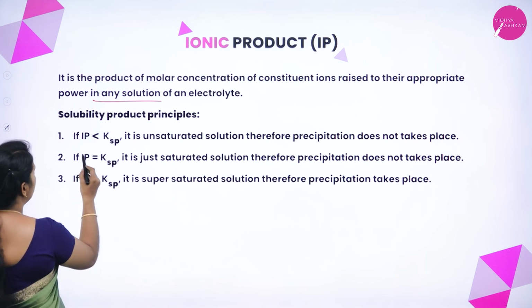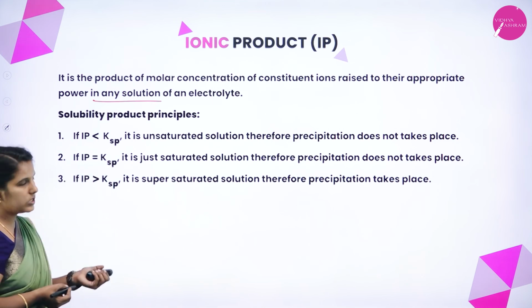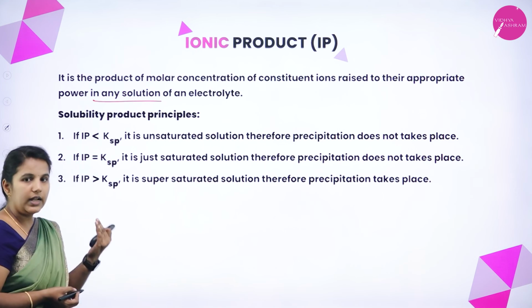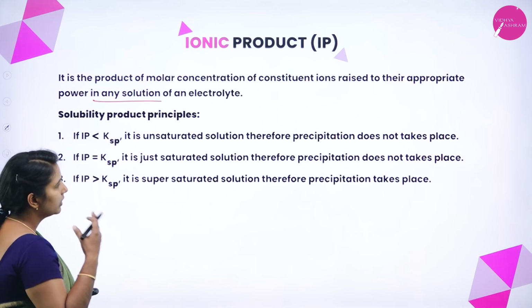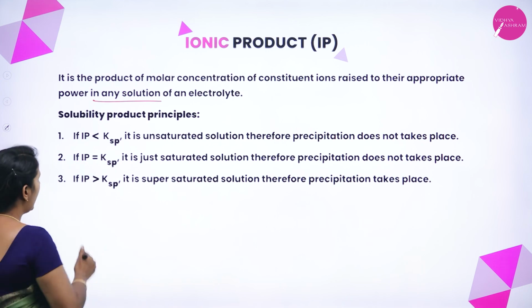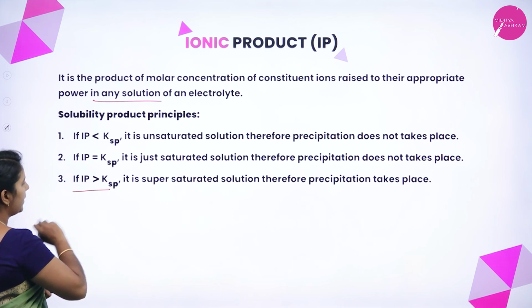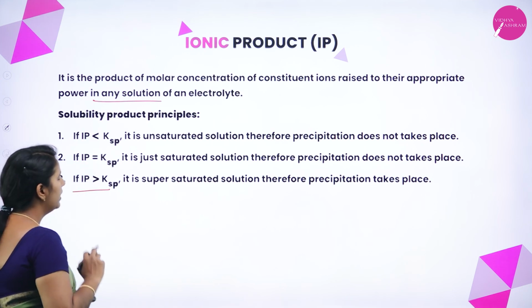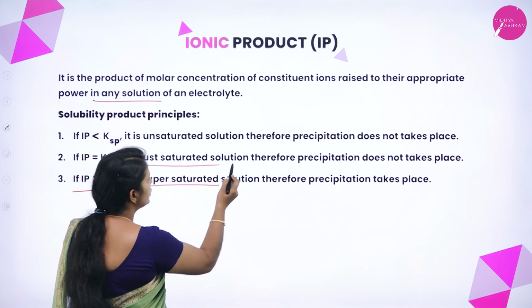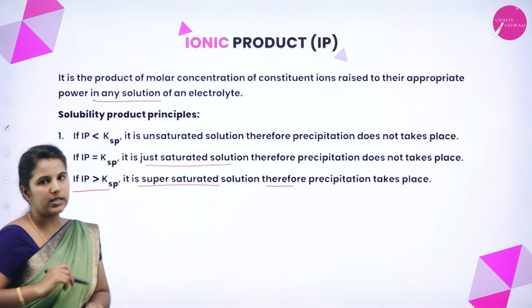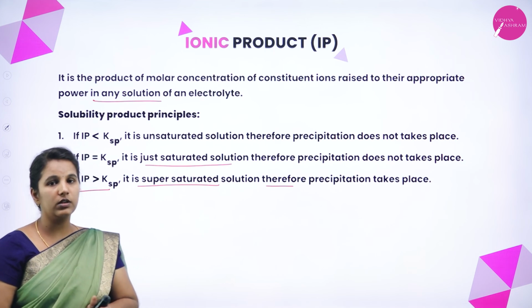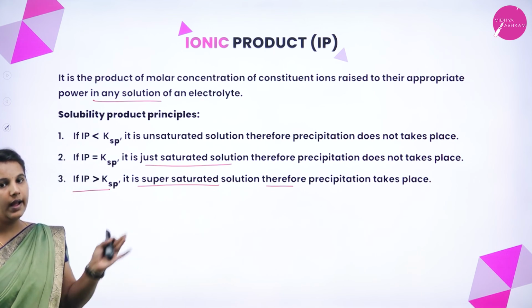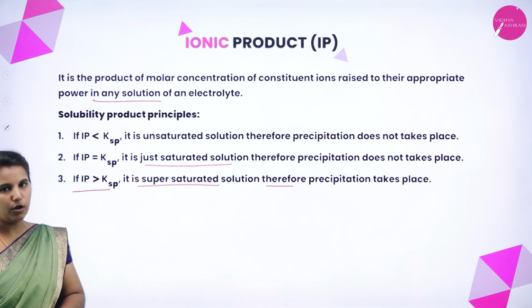Now if the IP value, that is the ionic product value, is equal to the Ksp value, then I can say that the solution is saturated. Therefore, precipitation will not take place. I have one more condition. If the IP value is greater than Ksp, then the solution is supersaturated. Therefore, precipitation will take place. To understand whether the given solution can undergo precipitation or not, I can go with the ionic product.